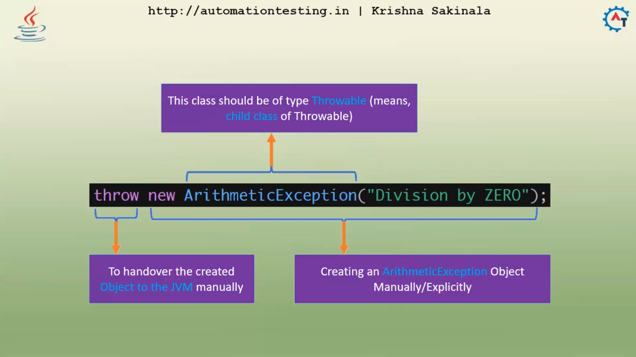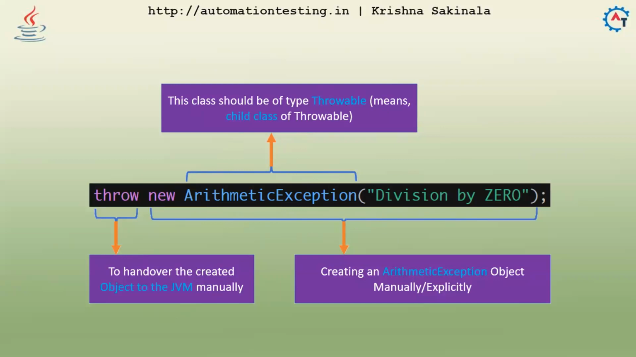So we need to use throw new with any exception, a user-defined exception, and you can put whatever customized message you want. Throw will hand over the created object to the JVM. This class should be of type Throwable. You need to remember these points. By taking one example, we'll see all these things.